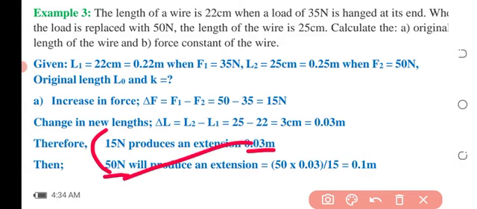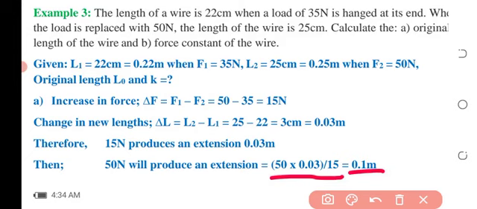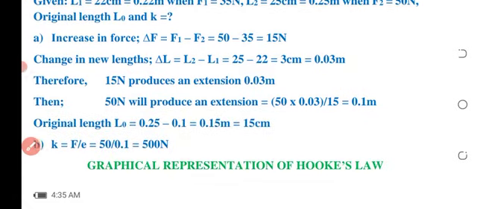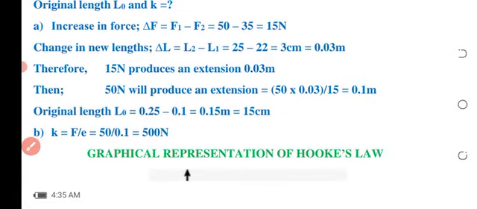So we just cross multiply. That's why we have 50 multiplied by 0.03 divided by 15, and that will give us 0.1 meter. That is the extension that the force 50 Newton will produce. You can as well use force 35 Newton here to give us a particular extension. Okay, let's now see how to calculate our original length.